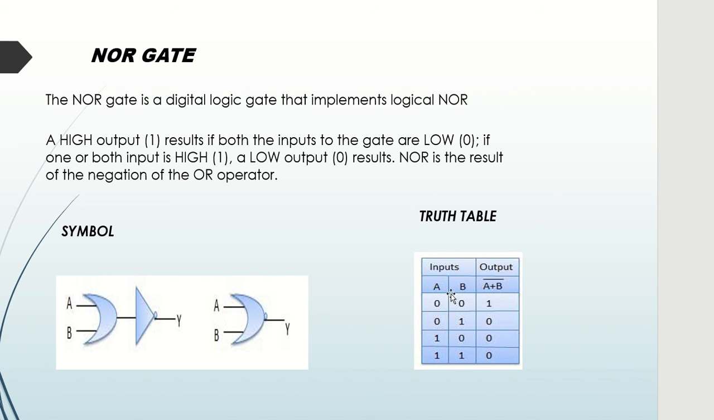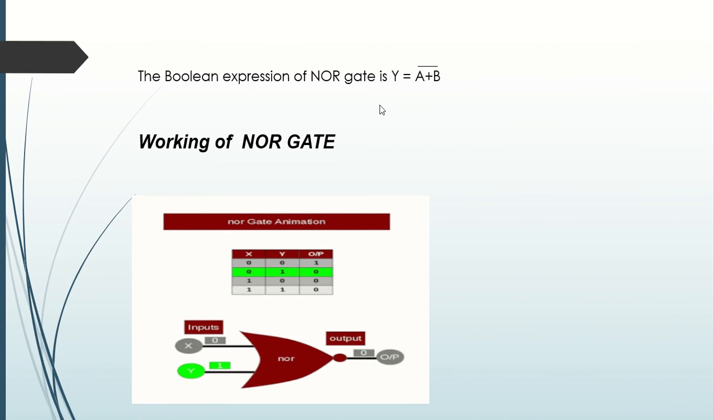Truth table of NOR gate is: if any one of the inputs is high, or both the inputs are high, it results in a low output. The Boolean expression of NOR gate is Y equal to A plus B, whole bar. Working of NOR gate is: 0 0 input, 1 output; 0 1 input, 0 output; 1 0 input, 0 output; 1 1 input, 0 output.